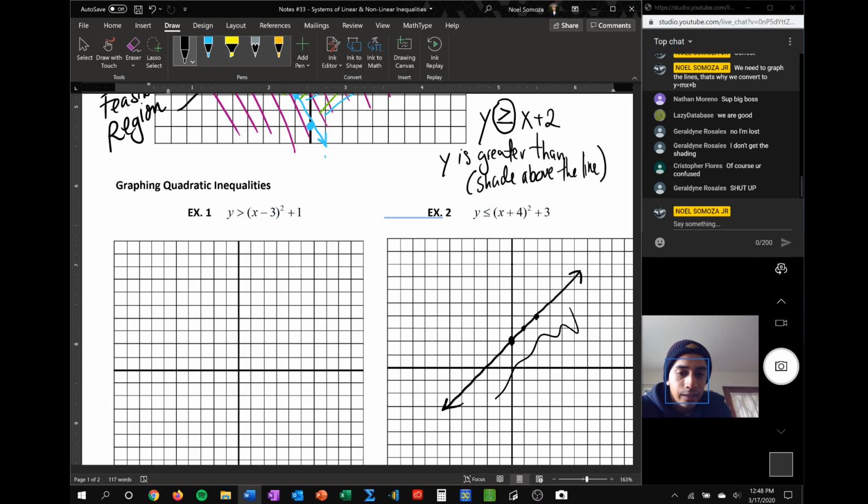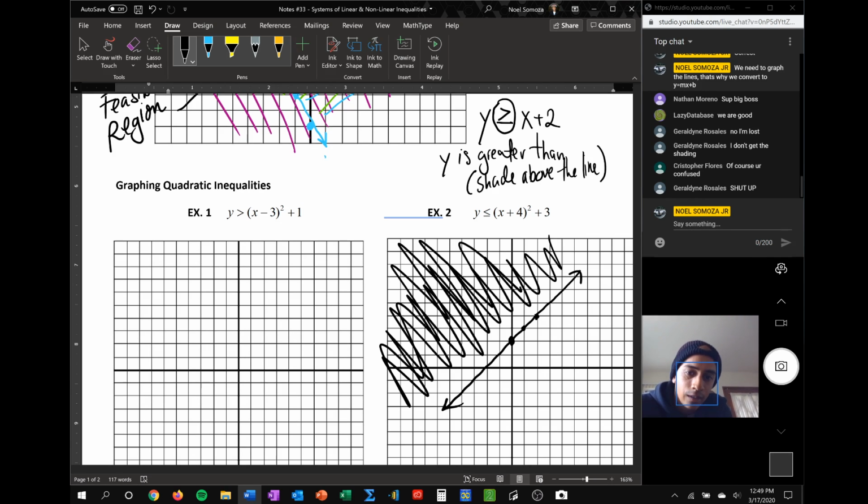Because there, if I put a person down here, where are they? They're under the line, right? That's not what you want. You want to be above the line, right? So you could literally stand on the line. You're greater than that line, so you can shade everything in this direction, as long as you're above the line.